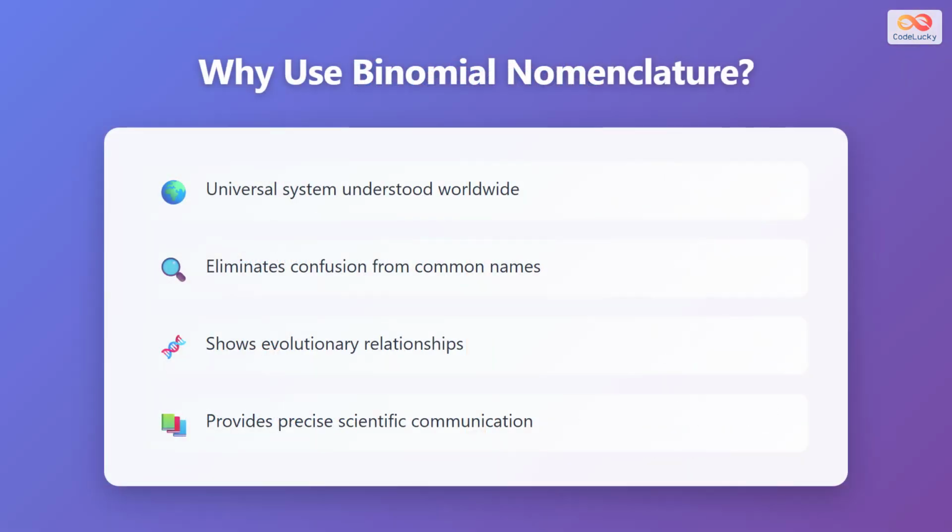Why is binomial nomenclature so important? First, it's a universal system understood worldwide, crossing language barriers. Second, it eliminates confusion from common names, which can vary by region. Third, it shows evolutionary relationships between organisms through shared genus names. And fourth, it provides precise scientific communication, ensuring that scientists everywhere are referring to the exact same organism.